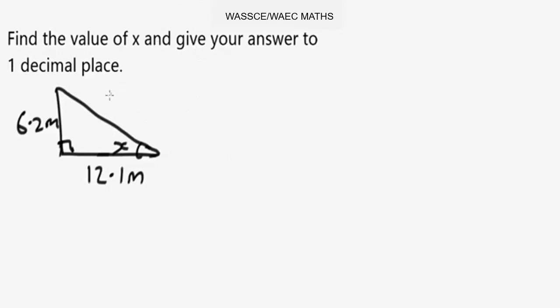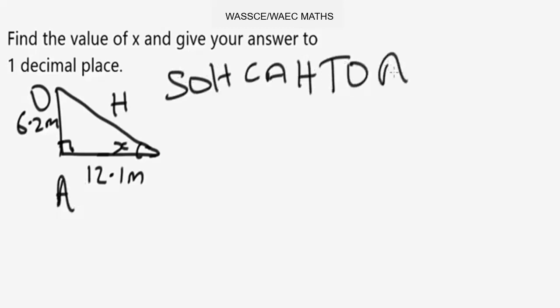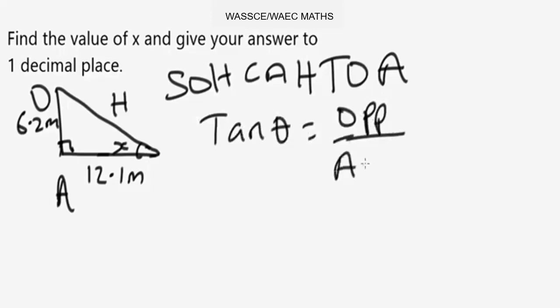Now let's label the parts. So this is our hypotenuse, this is the opposite, this is the adjacent. All right, so in this question we have the opposite and the adjacent. That means we are going to work with tan. So tan theta equals what? Opposite over adjacent. Okay, now when you plug in the values, tan theta will be, we have the opposite to be 6.2 over 12.1.